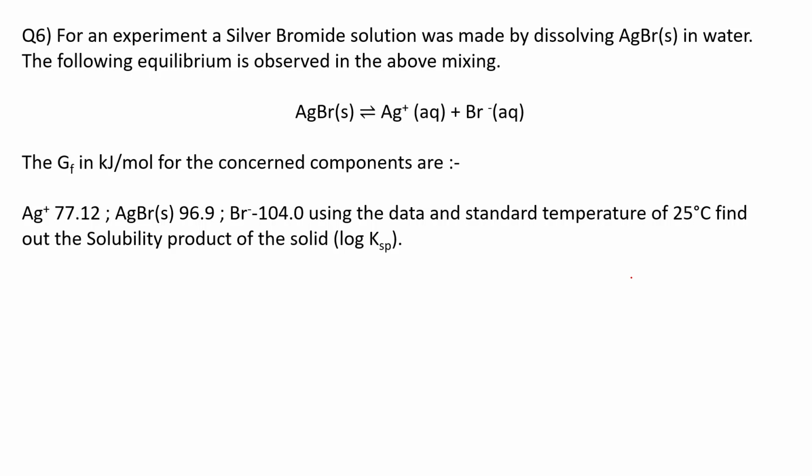Question number 6 is: for an experiment, a silver bromide solution was made by dissolving AgBr in water. The following equilibrium is observed in the above mixture. So we have the Gibbs free energy in kilojoule per mole for the concerned components: Ag plus, AgBr, Br minus.